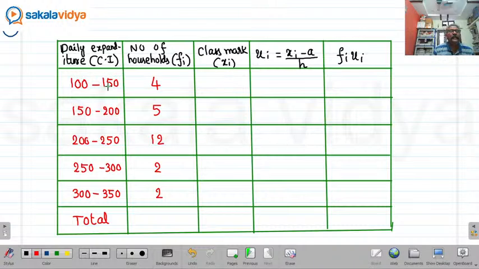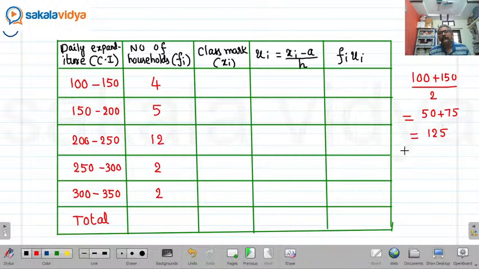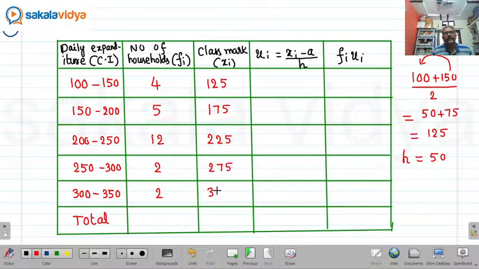Now the mid value. Mid value means take any one of the class intervals. See, 100 plus 150 upon 2. So that will be 50 plus 75, that will be 125. Am I correct now? Now class size H, because it's a continuous class, is the difference between upper limit and lower limit, that will be 50. You remember this is very important. So 125, go on adding 50: 175, plus 50, 225, plus 50, 275, plus 50, 325.